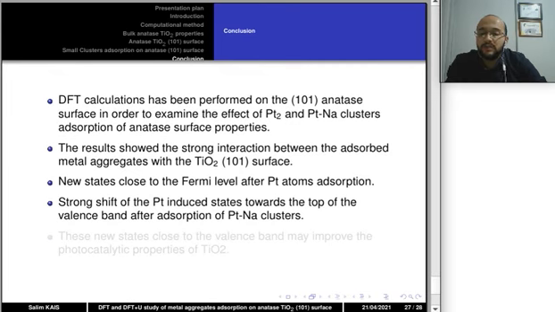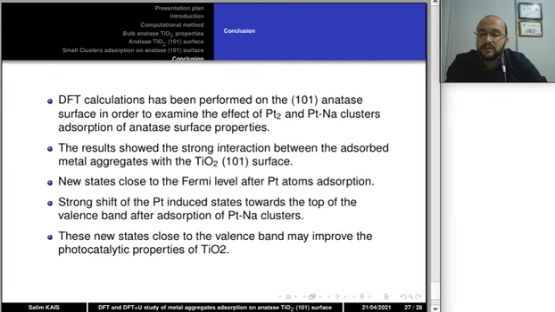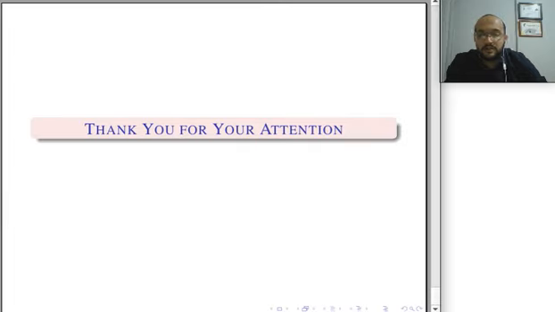We believe that these new states close to the valence band may improve the photocatalytic properties of titania. I thank you for your attention.